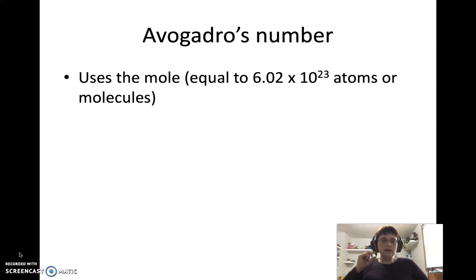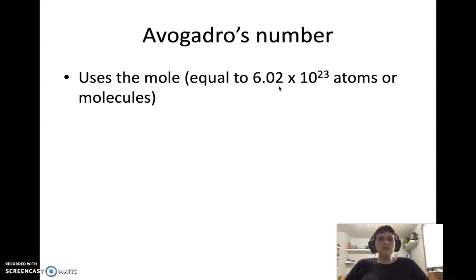So way back at the beginning of the semester, I told you one of the metric units in measurement is the mole. Not the little critter, but the mole is talking about the number of atoms or molecules in a unit. So the mole is equal to, as you can see here, 6.02 times 10 to the 23rd atoms or molecules.